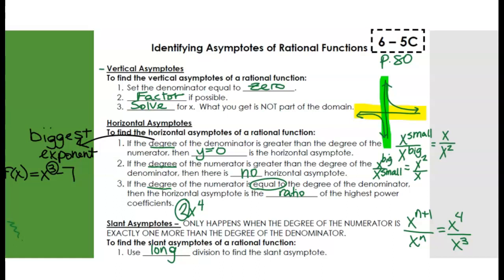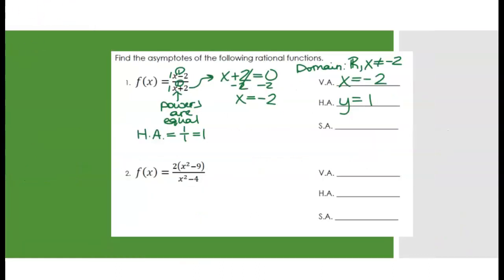So if I go back to number 1, remember that a slant asymptote only happens when the degree of the numerator is 1 more than that of the denominator. Well, what did we decide about these two? They're equal. So do I have a slant asymptote here? No. I don't.